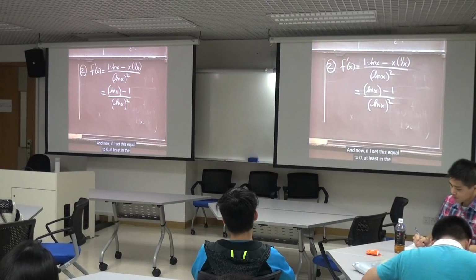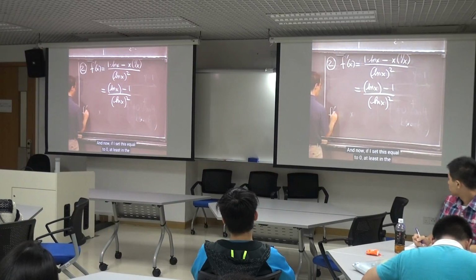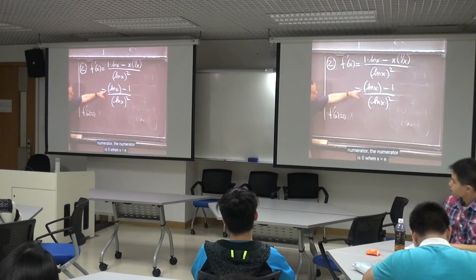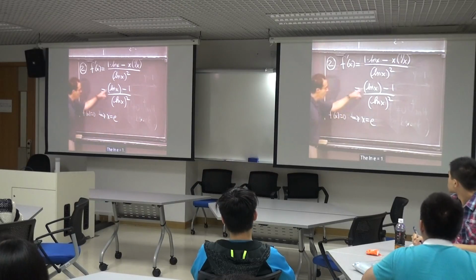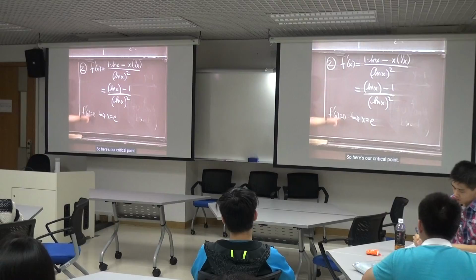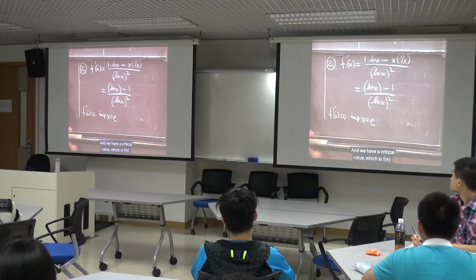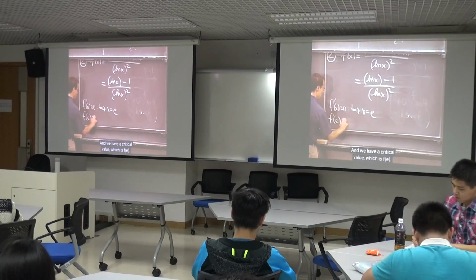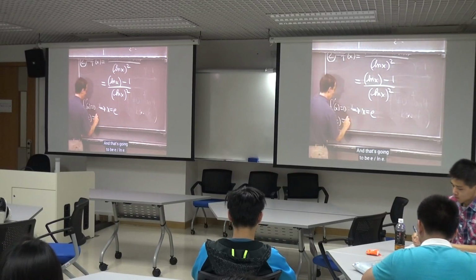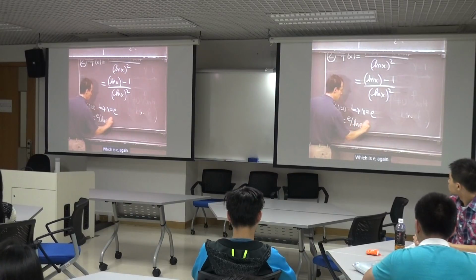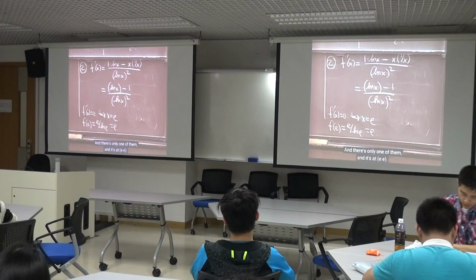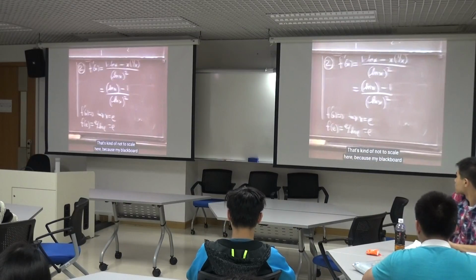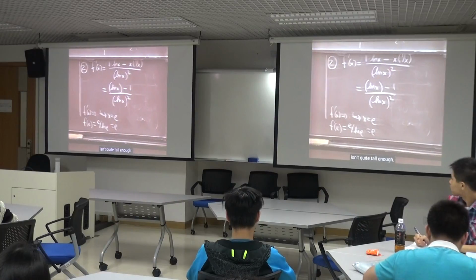And now, if I set this equal to 0, at least the numerator is 0 when x is equal to e. The log of e is 1. Okay, so here's our critical point, and we have a critical value, which is f of e, and that's going to be e divided by log e, which is e again, because log e is 1. So now I can also plot the critical point, which is down here. There's only one of them, and it's at e, e. Right, that's kind of not to scale here because my blackboard isn't quite tall enough.